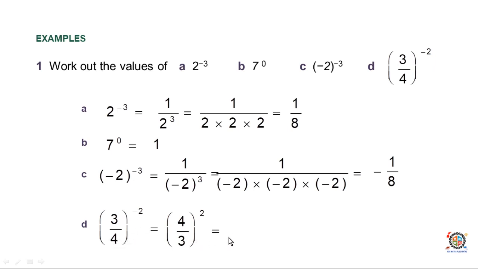So I have that. Next thing that you will need to do is to distribute that index. 4 to the power of 2 is 16, and 3 to the power of 2 is equal to 9. So it will be 16 over 9.